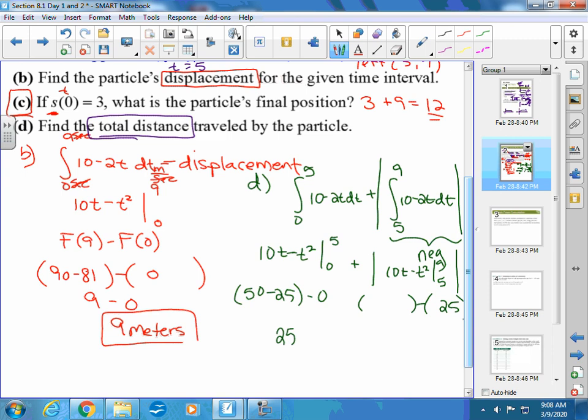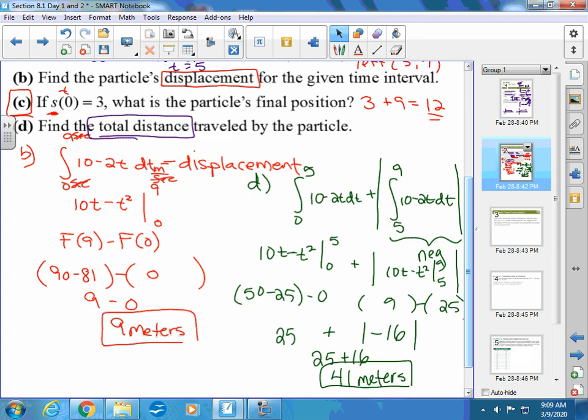Now, I still have to plug the 9 in. Well, didn't I plug the 9 in over here? And the answer came out to 9. So you can save yourself some work if you recognize that you already did that over in those two pieces in the problem. Well, 9 minus 25 is negative 16, which we knew was going to come out negative because it's moving to the left. I need the absolute value of it. So I have 25 plus 16, which is 41 meters.